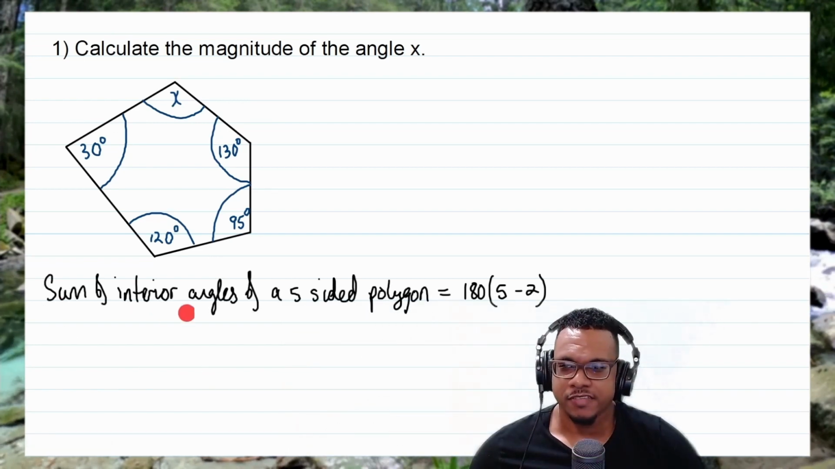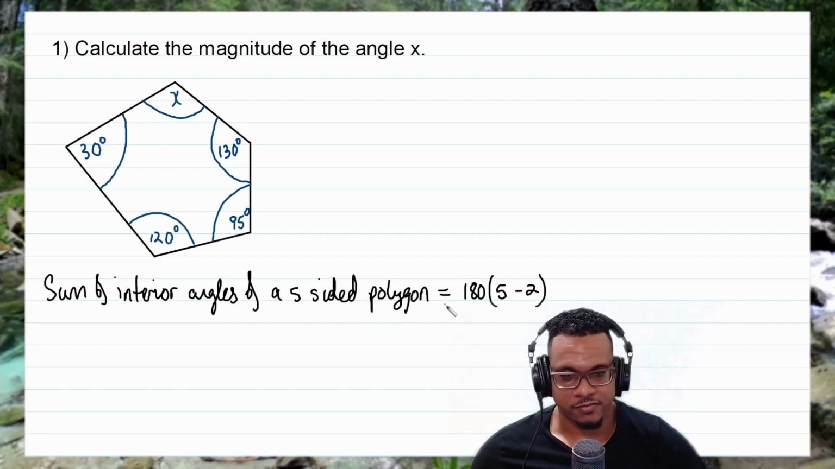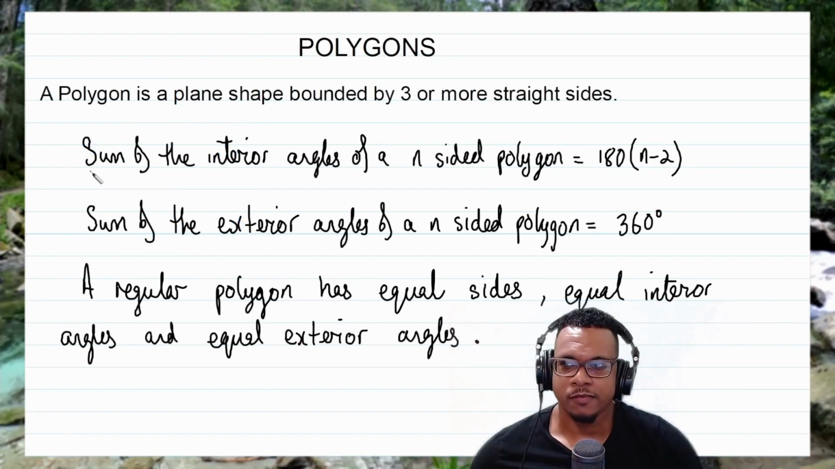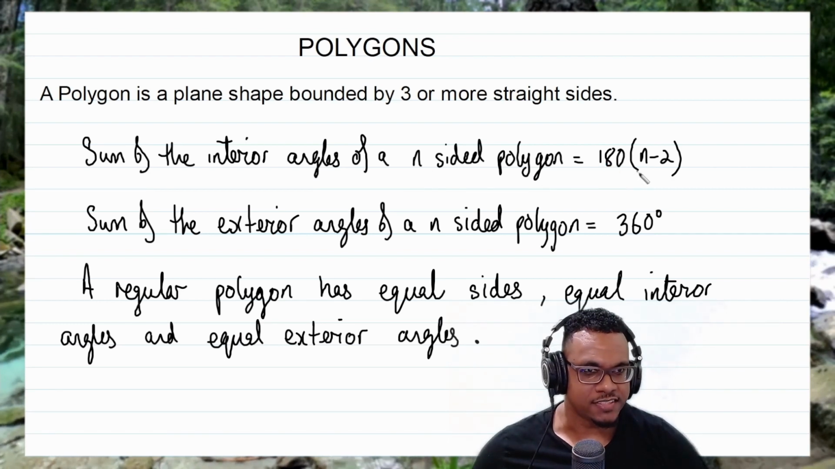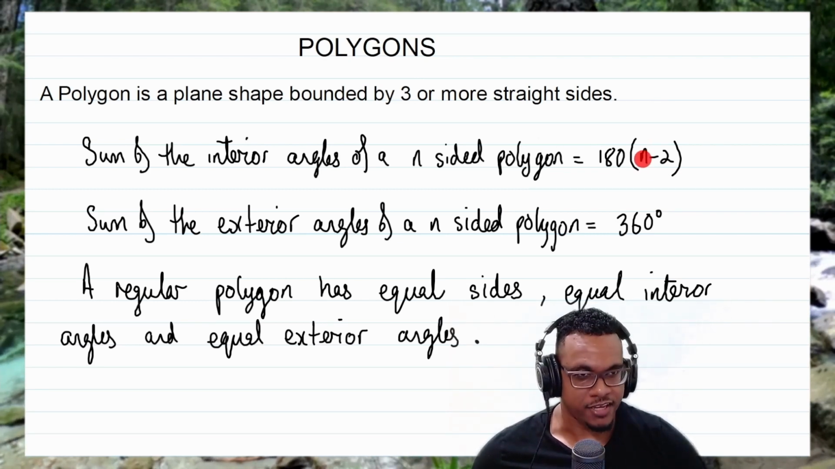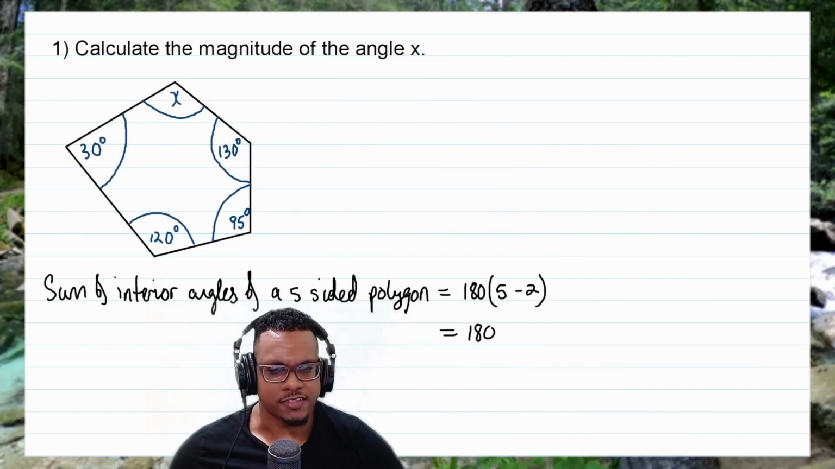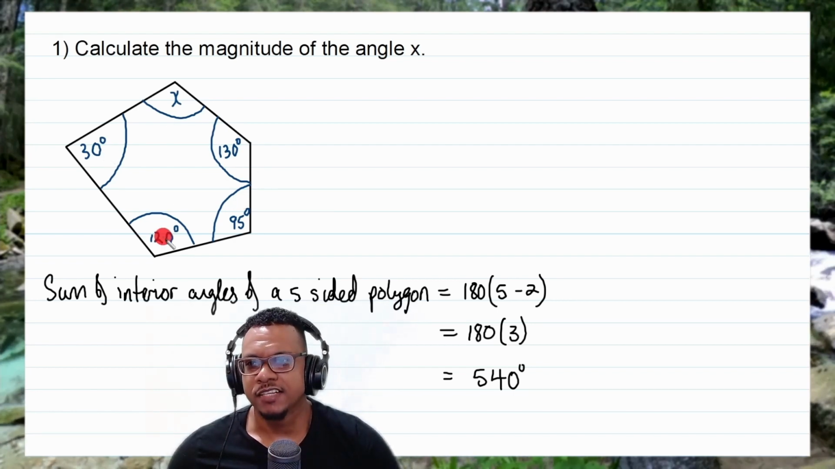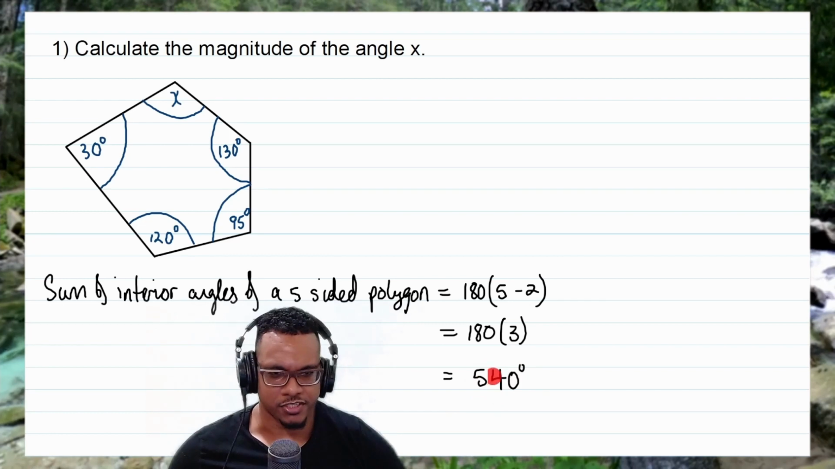So here I have that the sum of the interior angles of a 5-sided polygon is equal to 180 times 5 take away 2. So if we recall that the sum of the interior angles of an n-sided polygon is equal to 180 times n take away 2, n is the number of sides. So in my question, I have a 5-sided shape, therefore n is 5. So this will be equal to 180 times 5 take away 2, which is 3. And that will give 540 degrees.